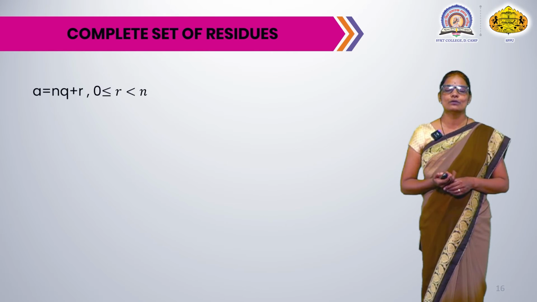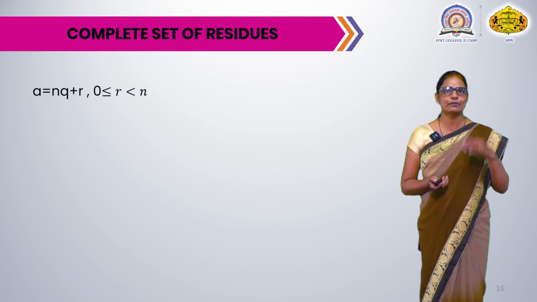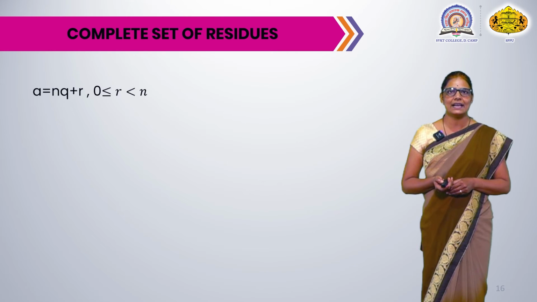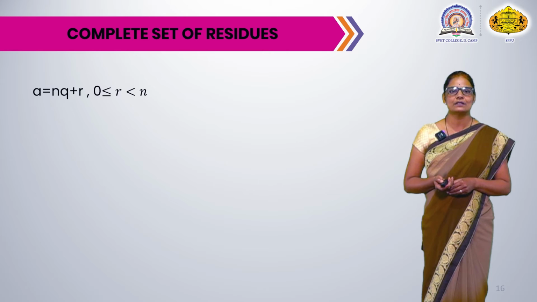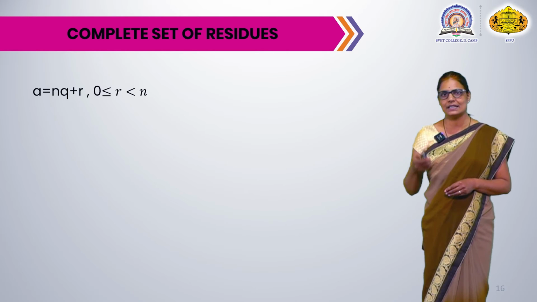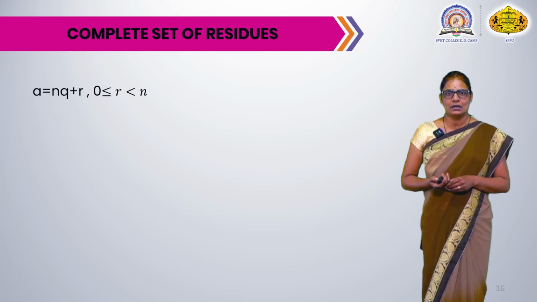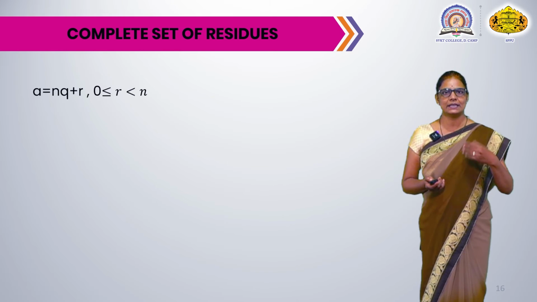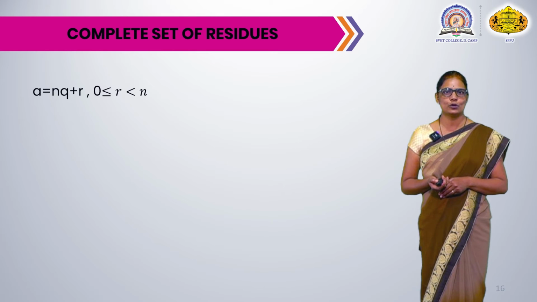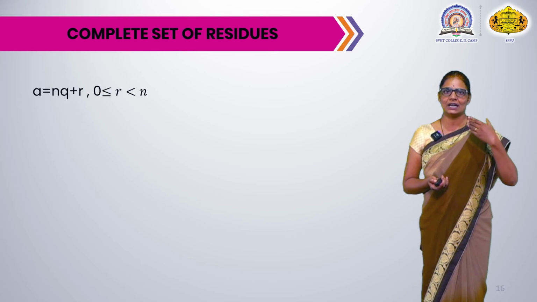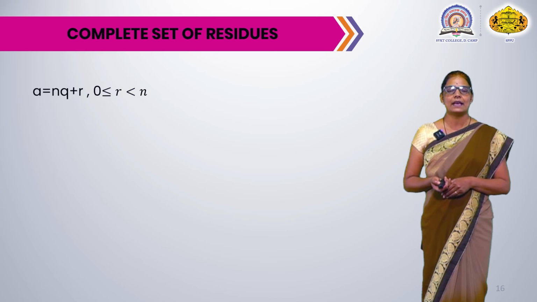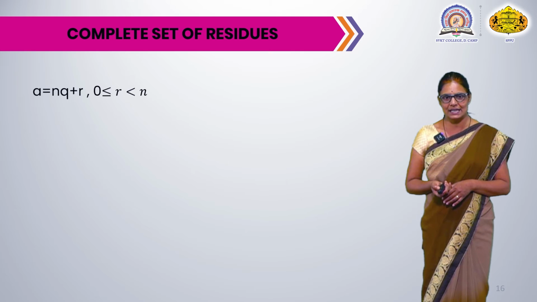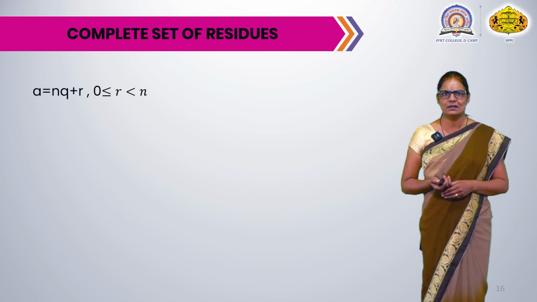By the division algorithm, in the division of a by n, a can be written as n times q plus r with 0 less than or equal to r less than n. That is, we apply the division algorithm to a and n. So by the division algorithm there exist unique integers q and r, where q is called the quotient and r is called the remainder, such that a equals nq plus r with 0 less than or equal to r less than n. Here n is an integer greater than 1.